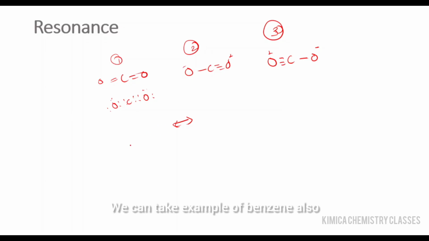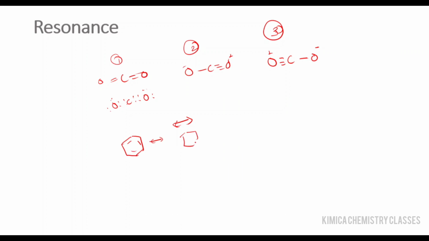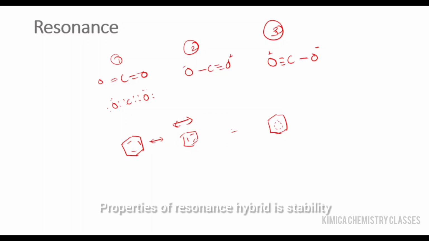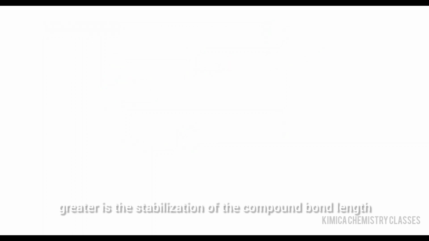We can take the example of benzene also. This is mentioned in NCERT, the example of benzene. Right. So the hybrid is like this. This is a resonance hybrid. Properties of resonance hybrid are stability: the more the resonance energy of the molecule, the greater is the stabilization of the compound; and bond length.